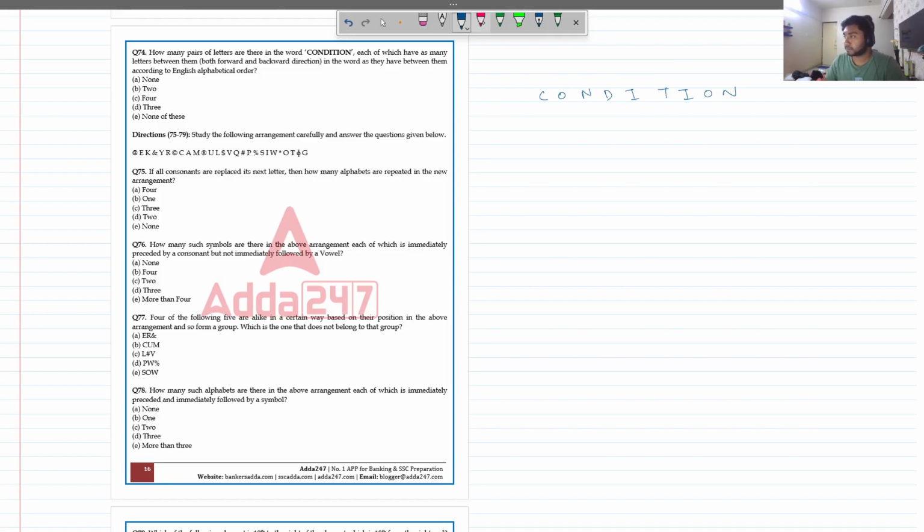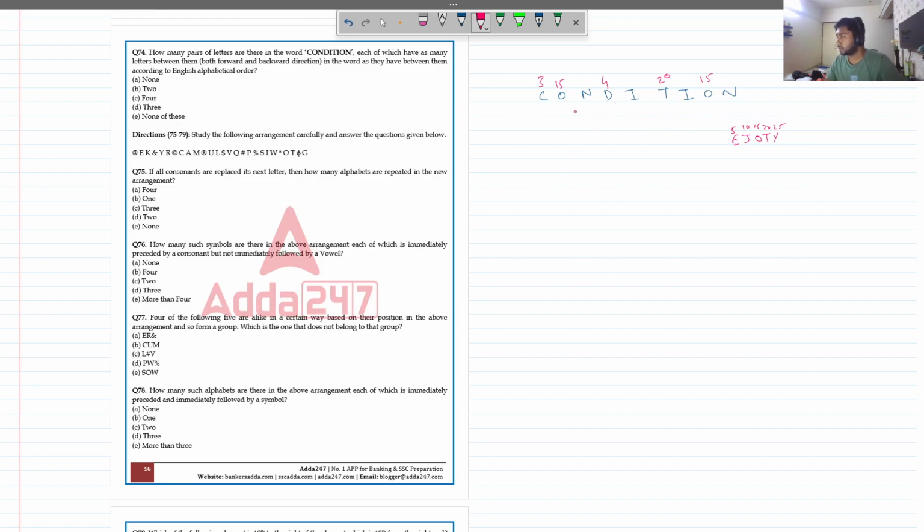So C I know its place value is 3, D is 4. First I am putting all the place values which I know, which I do not have to calculate. E, J, O, T are 5, 10, 15, 20, so T is 20 and O is 15.